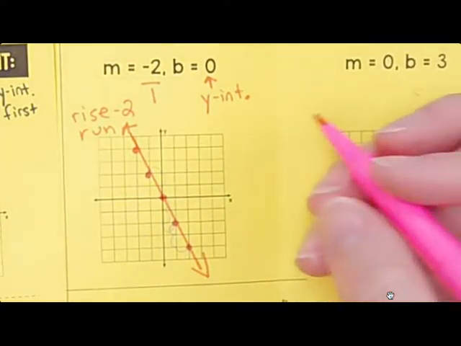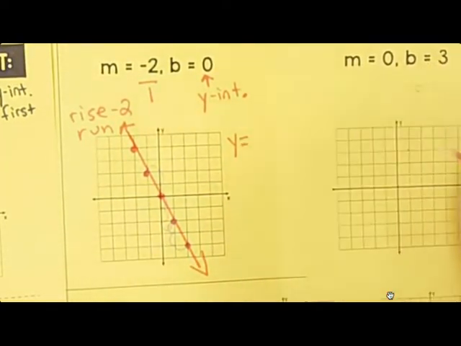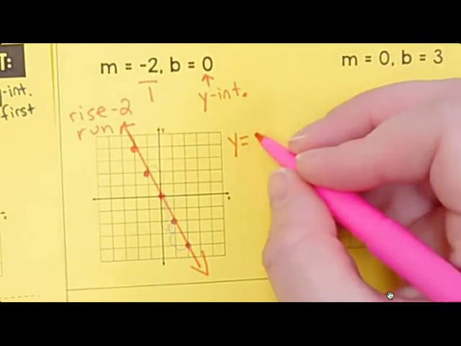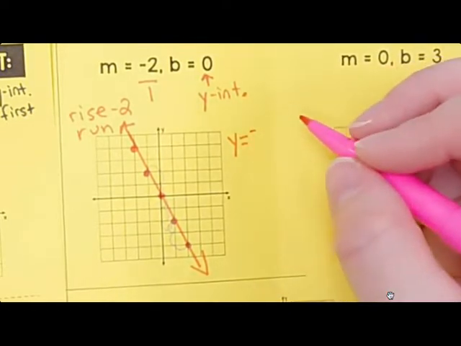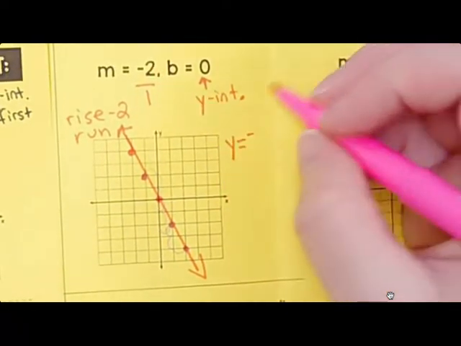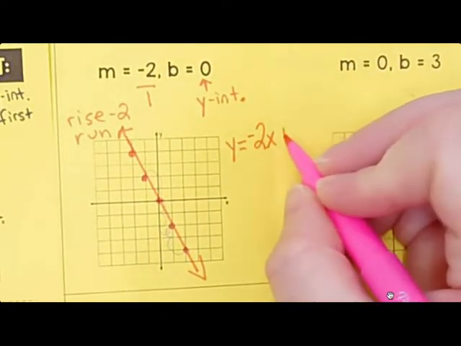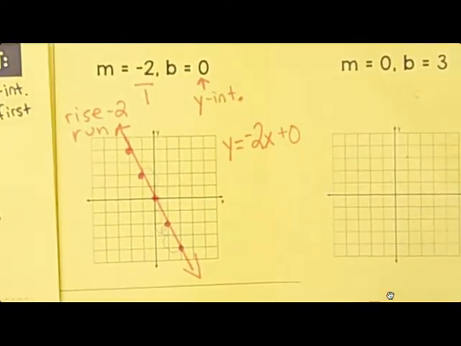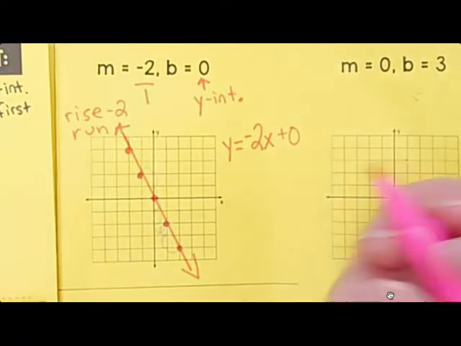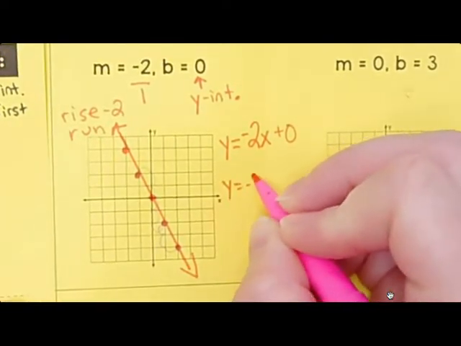And let's write our equation. Y equals mx plus b. This would be y equals m, negative 2, x plus 0. But could I leave that off? Y equals negative 2x.